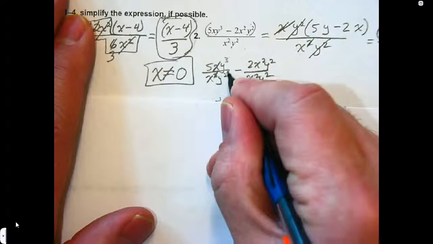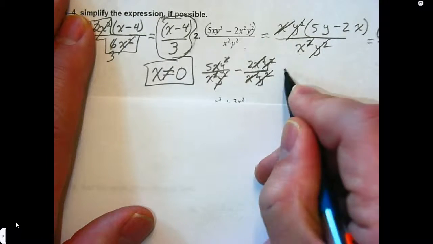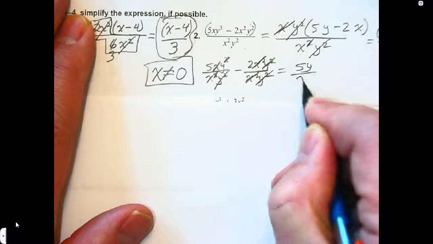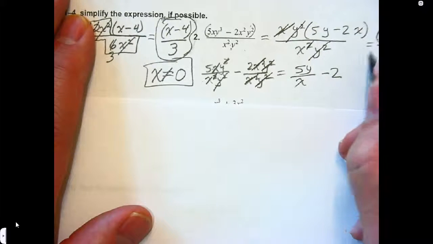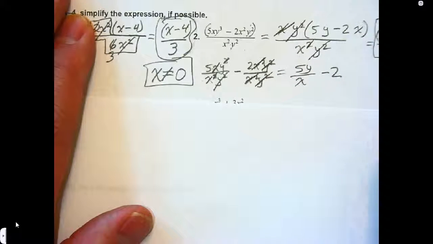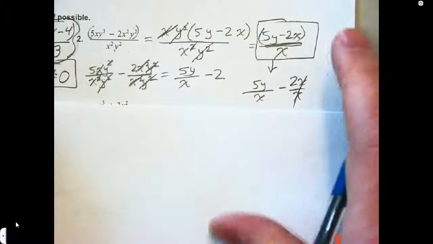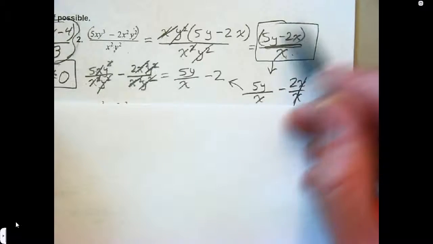Okay? So I cancel that. I cancel all of those and one of those. Here I cancel all of those and those. So you would have 5y over x, minus 2, which is the same thing as this. This would be my answer. However, you could take that and say, well, that's 5y over x minus 2x over x. And then those cancel. So you once again would end up with that. It's another way of doing it. I'd prefer you leave it in this form.